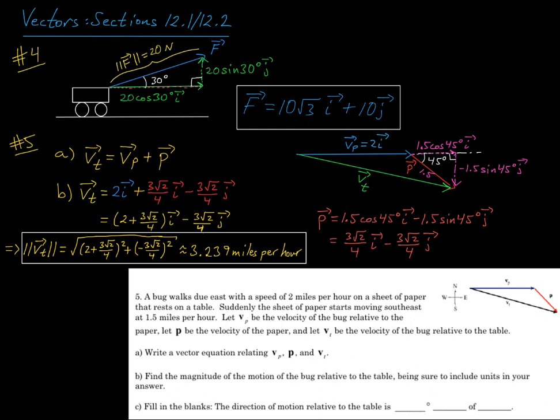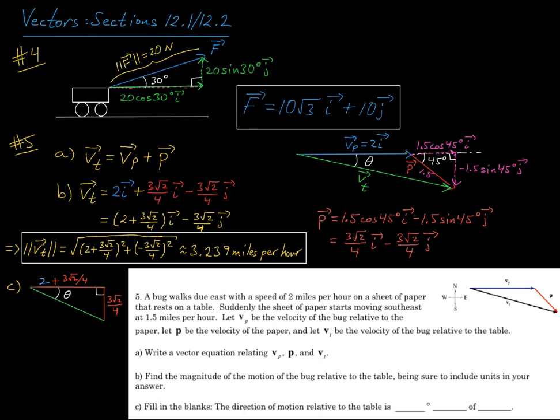Okay, cool. So then what about part C? Fill in the blanks. The direction of motion relative to the table is blank degrees, and then it says blank of blank. Okay, so let me fill in what I'm talking about there. So looking at this right triangle here, where is this right triangle coming from? If I go from this vertex, from the tail of Vp and Vt over to this corner right here, and then down, I'm going to call this angle theta.